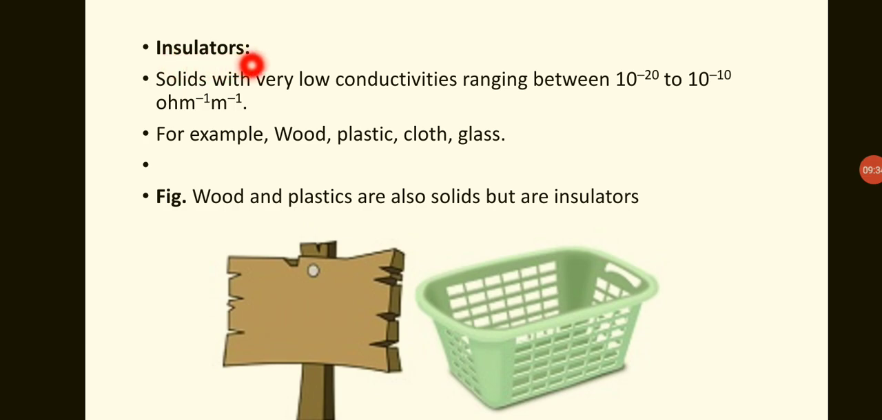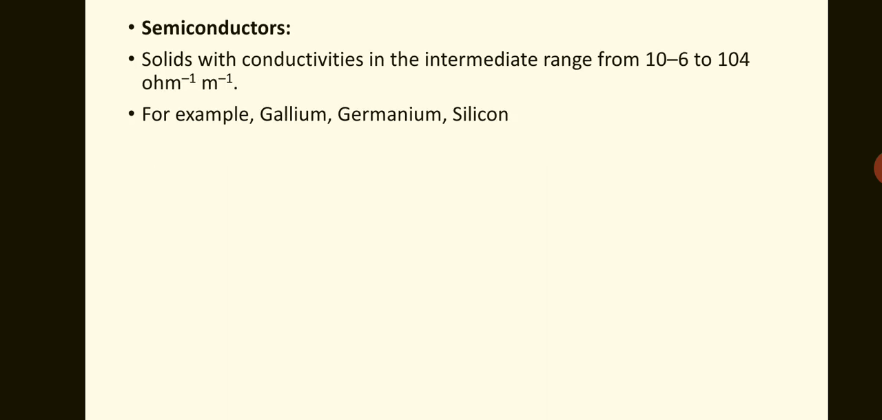Insulators are the substances which do not conduct electricity, solids with very low conductivities ranging from 10 raised to power minus 20 to 10 raised to power minus 10 ohm inverse meter inverse. For example, wood, plastic, dry cloth, and glass. These are the bad conductors, or you can say insulators.